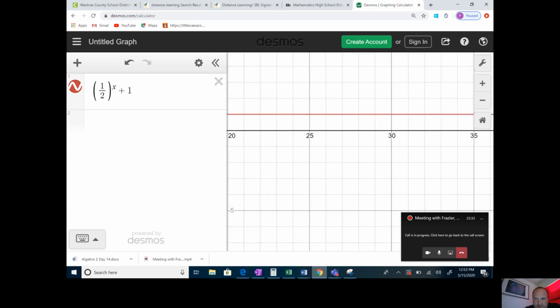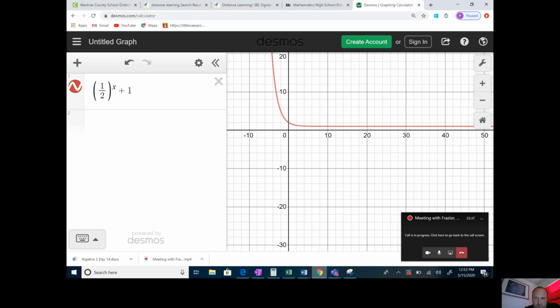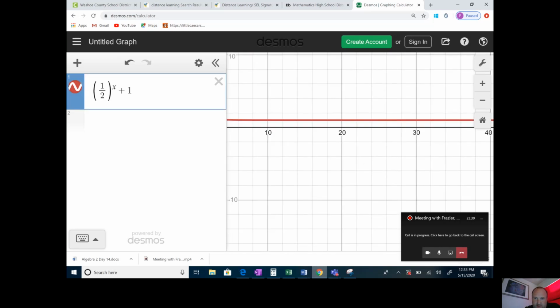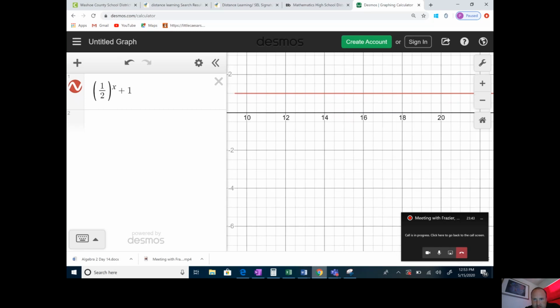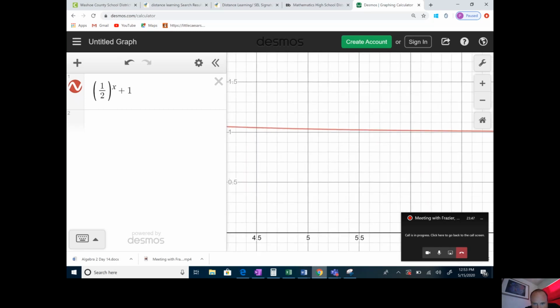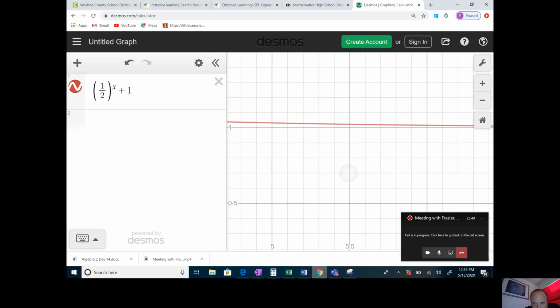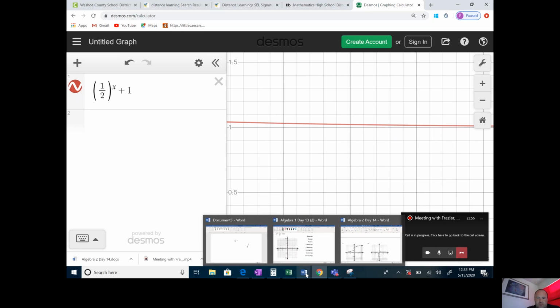With the Desmos, you can zoom in and you can zoom out where it looks like it achieves 1, but again, as we zoom in, we never actually get to 1. It's just getting closer and closer, and that would be the definition of an asymptote. So let's go back to a Word doc.